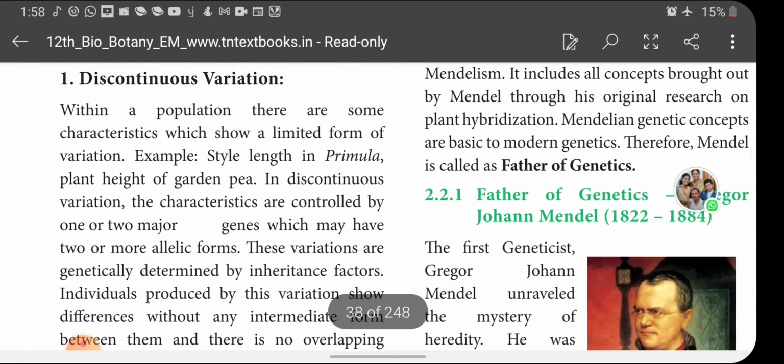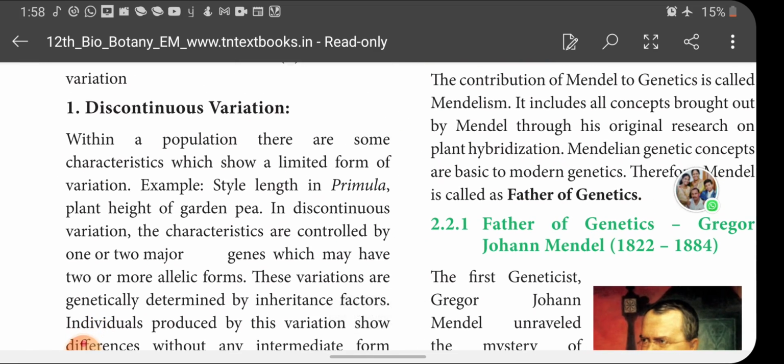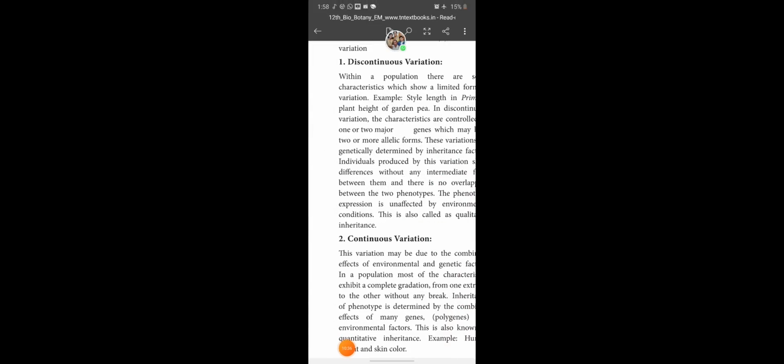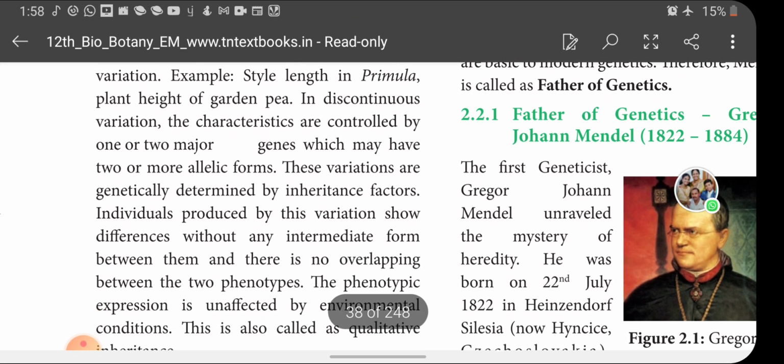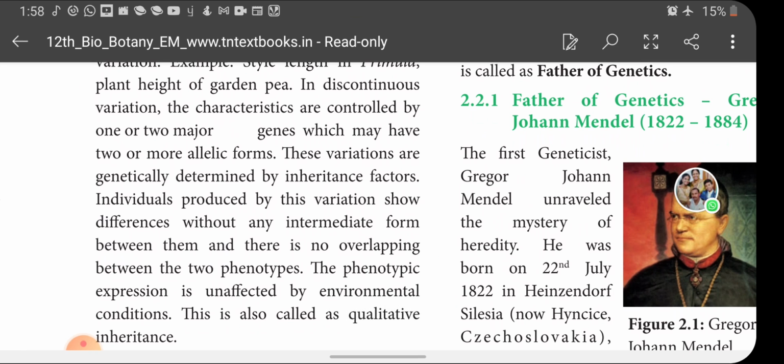What is discontinuous variation? Within a population, there are some characteristics which show a limited form of variation. Style length in primula shows only some limited form of variation. It will not show a large number of variations. And plant height of garden pea also. In discontinuous variation, the characteristics are controlled by one or two major genes only, which may have two or more allelic forms. These variations are genetically determined by inheritance factors. Individuals produced by these variations show differences without any intermediate form between them, and there is no overlapping.